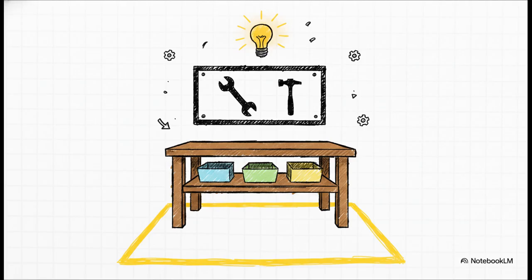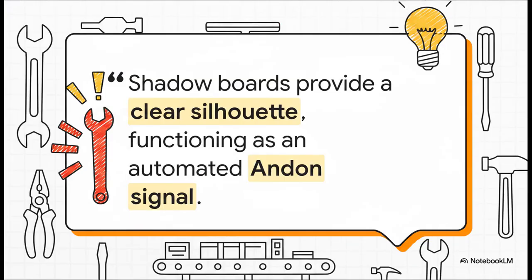The ultimate goal here is to create automated visual signals, or Andon signals. A workspace should be instantly readable by anyone walking past it. I want to pause on this concept for a second. This is a quote derived from foundational lean literature. Shadow boards provide a clear silhouette for each tool, making it instantly obvious when an item is missing, functioning as an automated Andon signal. An Andon signal in lean manufacturing is essentially an alert to an abnormality.